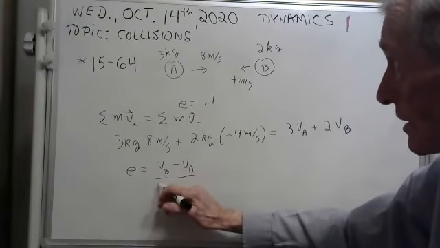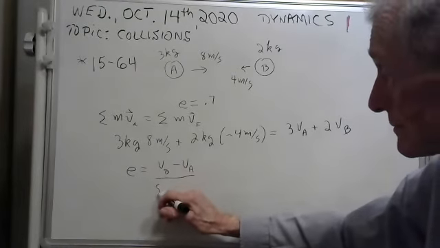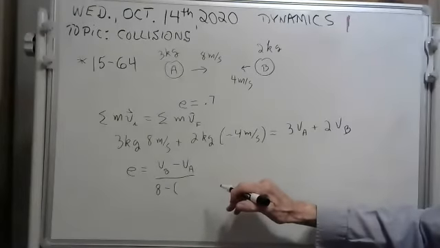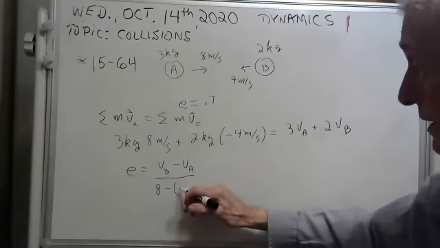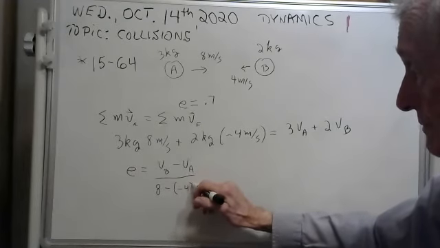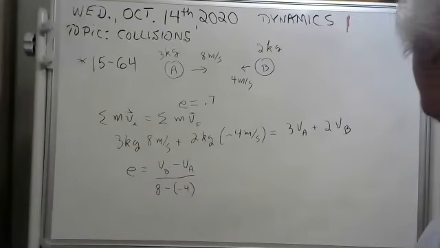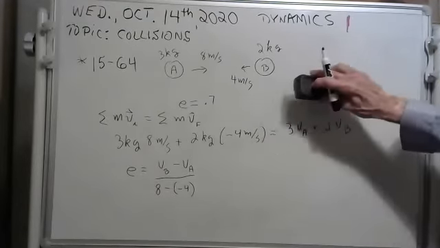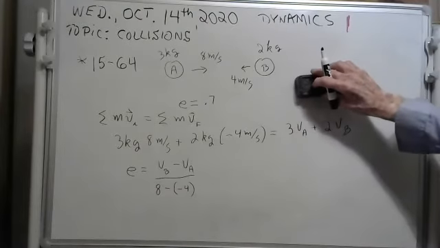VA initial is 8 minus VB initial, which is minus 4. They call that the coefficient of restitution equation. Okay. Let's clean these up and write these equations pretty, make them pretty, and then we'll do some algebra here.